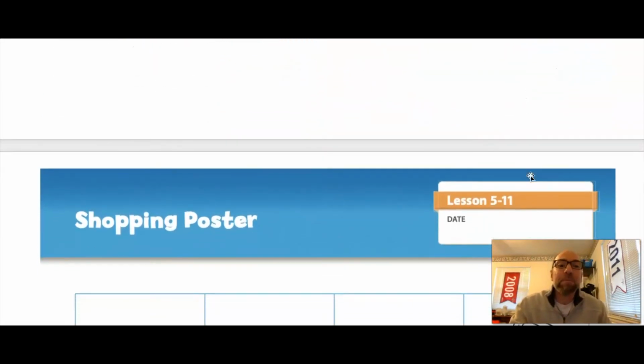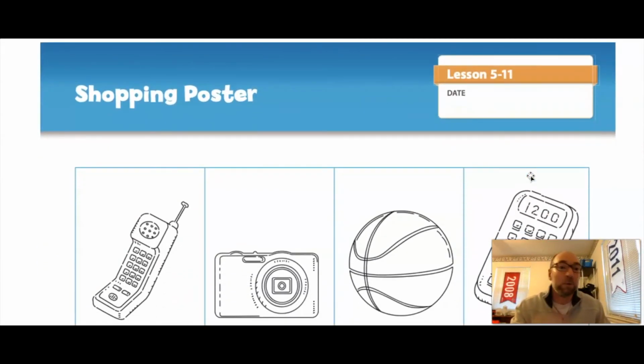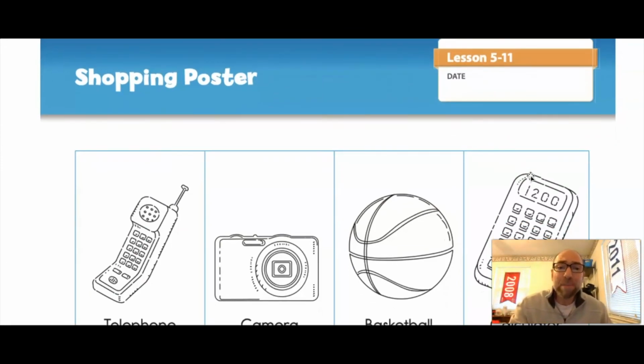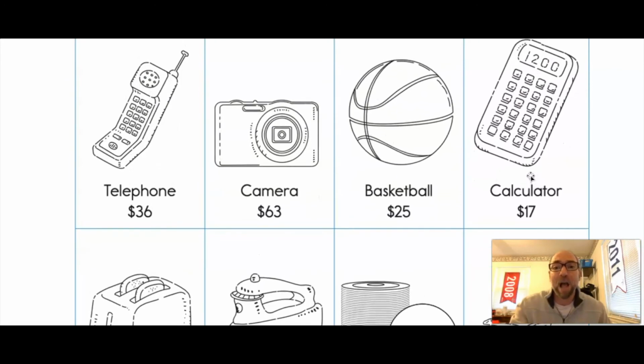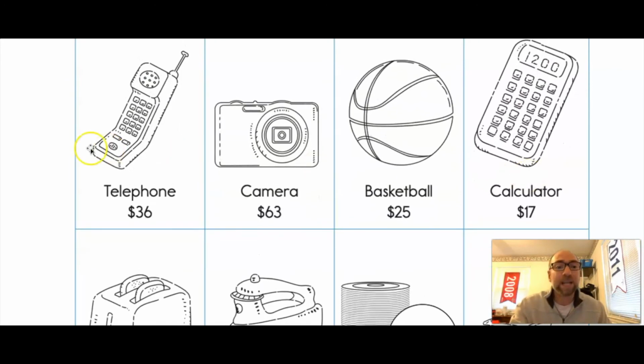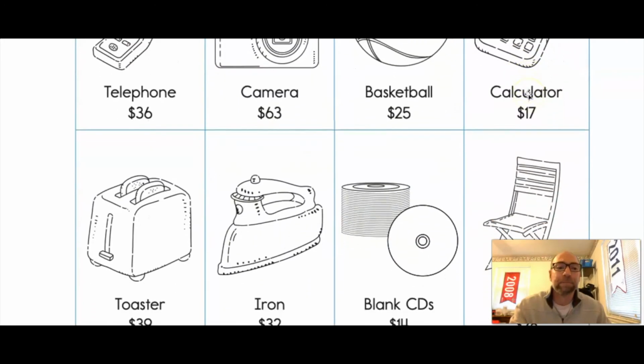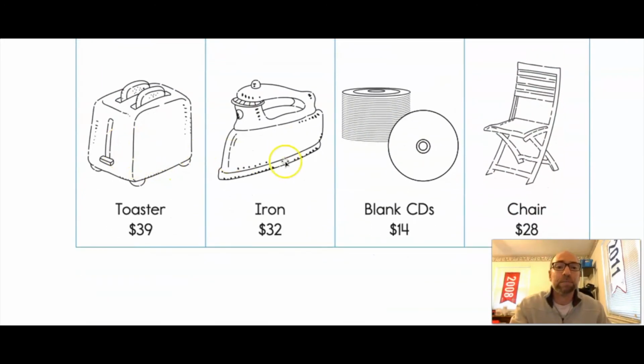Today, your problem is going to involve a shopping poster. This will be in Seesaw. Your shopping poster shows 8 different objects. Each object has a different amount of money. You have the telephone, the camera, the basketball, the calculator, the toaster, the iron, the blank CDs, and the chair.